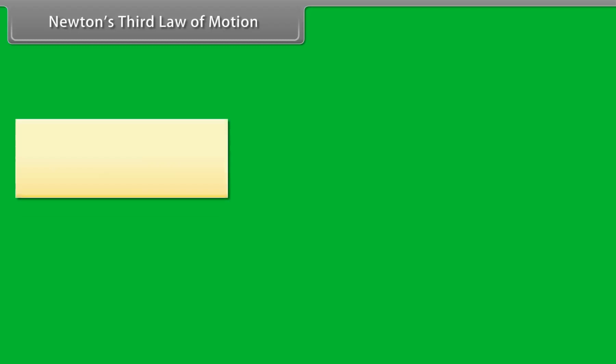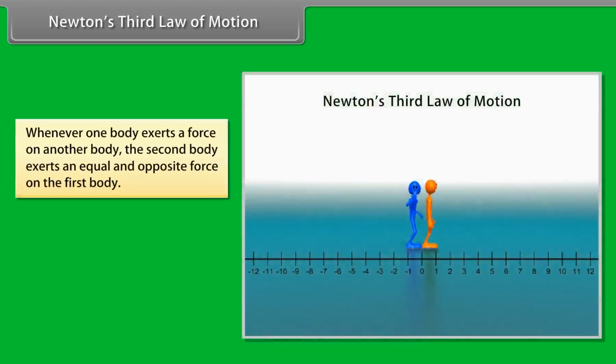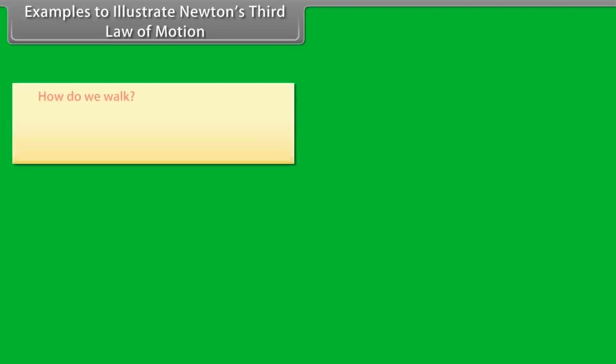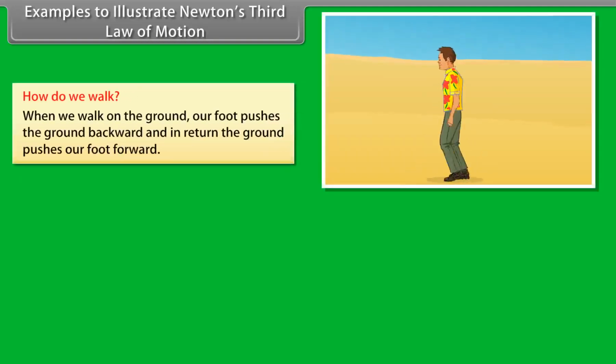Newton's third law of motion. Whenever one body exerts a force on another body, the second body exerts an equal and opposite force on the first body. Every action has equal and opposite reaction. Examples to illustrate Newton's third law of motion. How do we walk? When we walk on the ground, our foot pushes the ground backward, and in return, the ground pushes our foot forward.